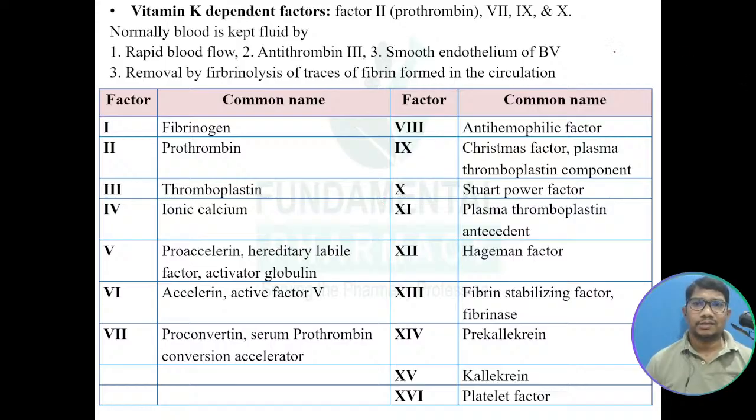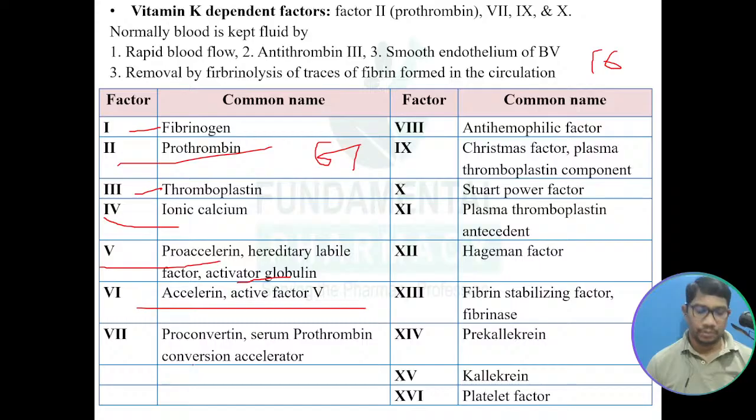Remember, there are 16 blood clotting factors, and I am repeating this multiple times because a lot of questions are asked on it. Factor 1 is known as fibrinogen, factor 2 is known as prothrombin. All of them are glycoproteins, inactive glycoproteins in the blood. Factor 3 is known as thromboplastin, also known as tissue factor. Factor 4 is calcium. Factor 5 is proaccelerin or labile factor or activator globulin. Factor 6 is accelerin, the active form of factor 5.